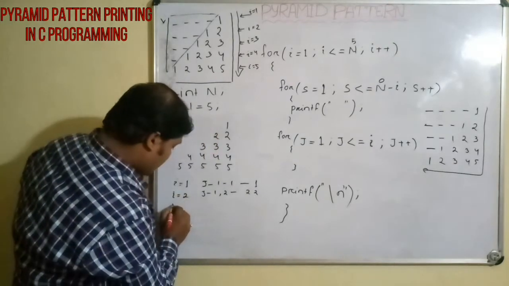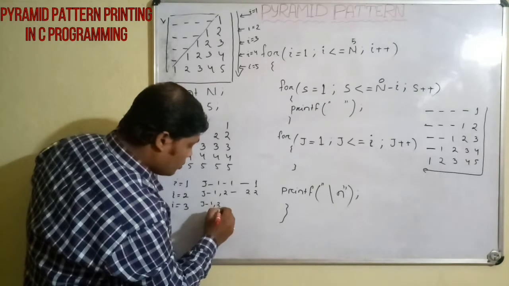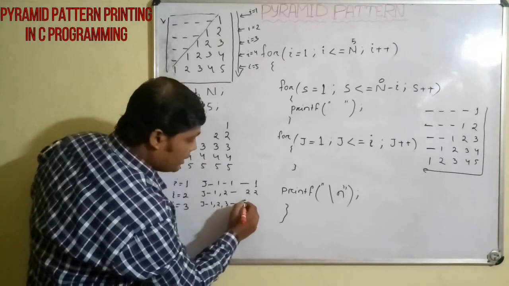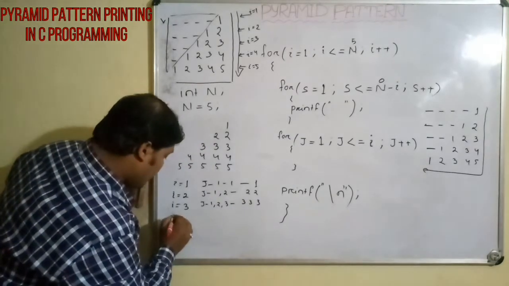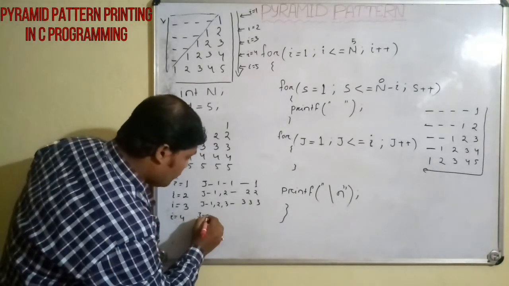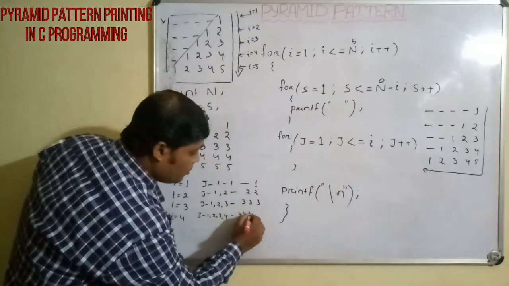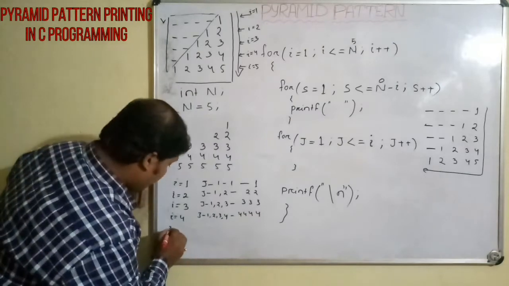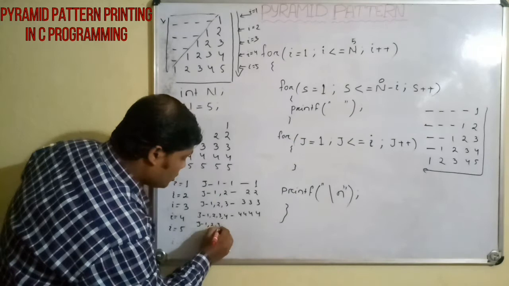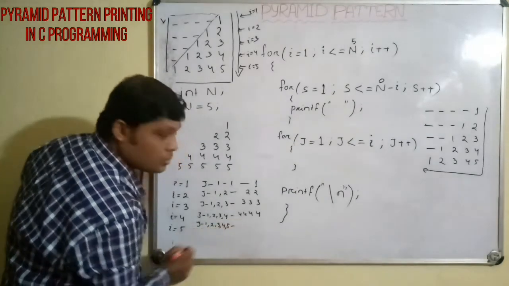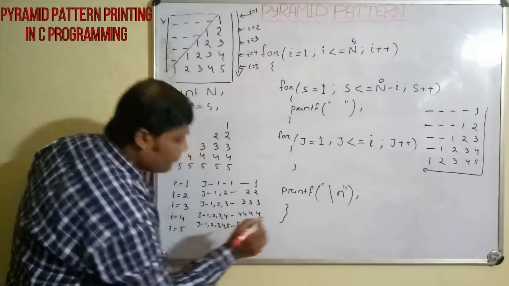You can see, same. I value is 3, j loop will continue for 1, 2 and 3, and it is printing 3, 3, 3. Clear? When I value is 4, j continues for 1, 2, 3, 4, and it is printing 4, 4, 4, 4. When I value is 5, j will continue for 1, 2, 3, 4, 5, so it will print 5, 5, 5, 5, 5.